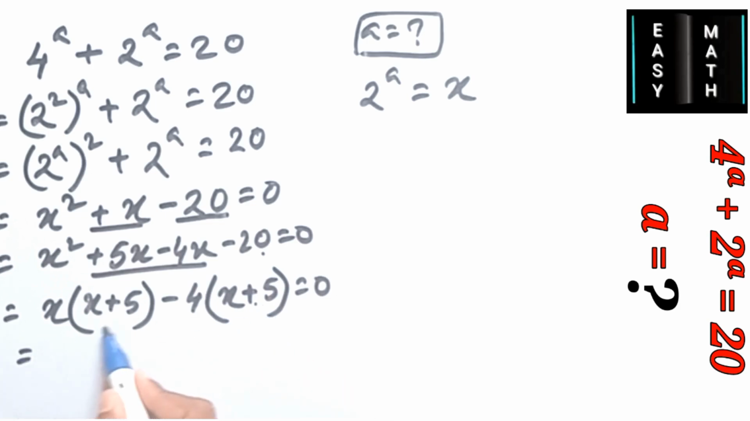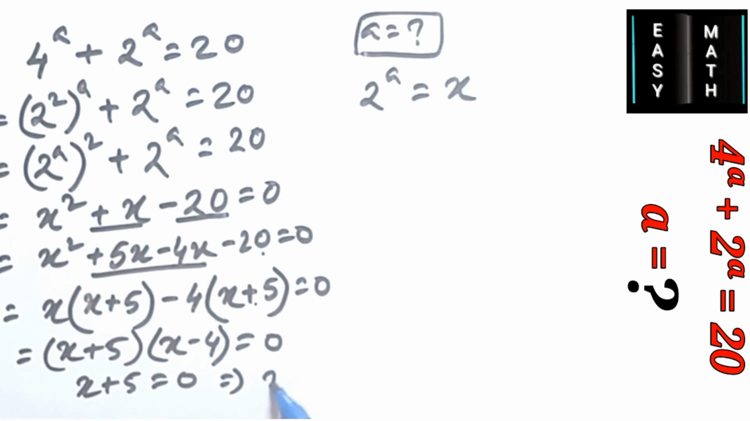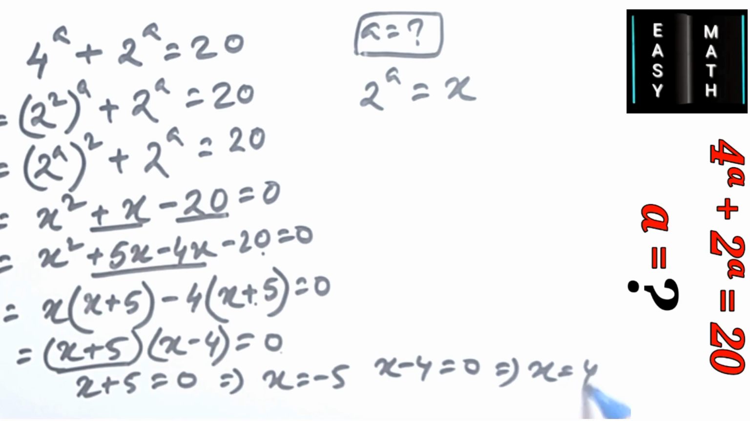There is x plus 5, take the common again, and there is x minus 4 is equal to 0. So x plus 5 is equal to 0, so we can write the x value is minus 5, from this is 0, and x minus 4 is equal to 0, so we can write the x value is 4.